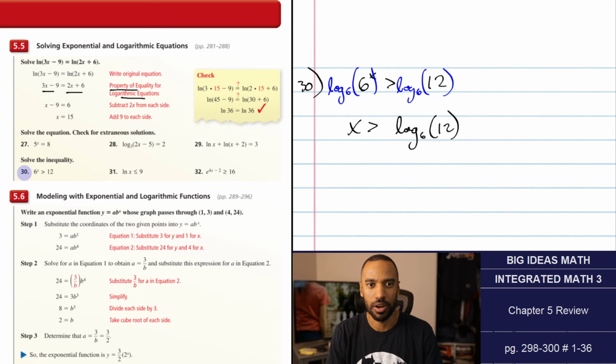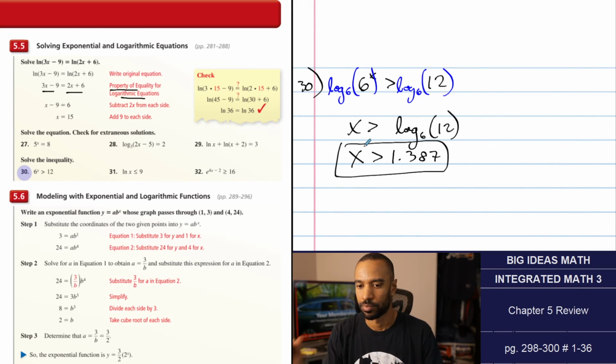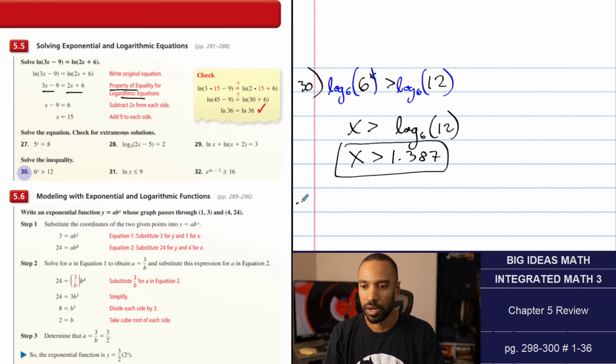Now, I don't know how to use a greater than symbol and say approximately greater than. So when I say greater than, please understand this is a rounded answer. I'm going to type in natural log of 12 over natural log of 6 on my calculator, and I'm getting about 1.387. So x must be greater than 1.387. All right, number 31.